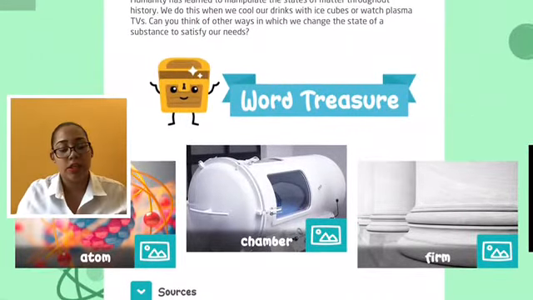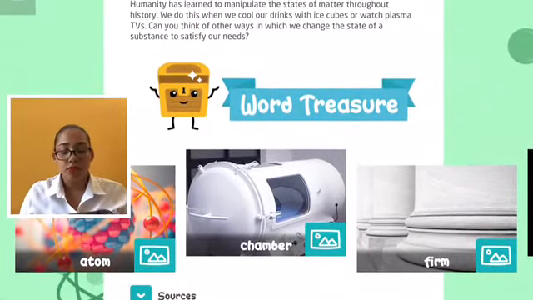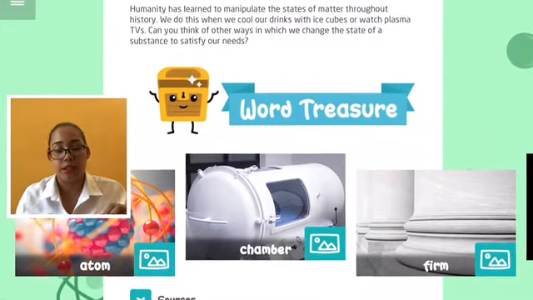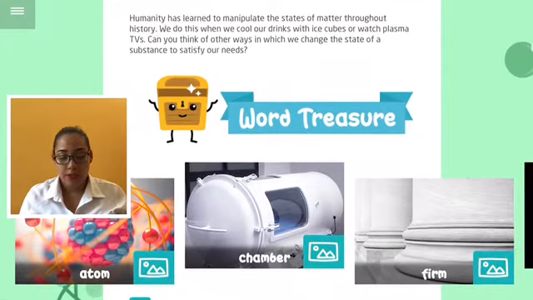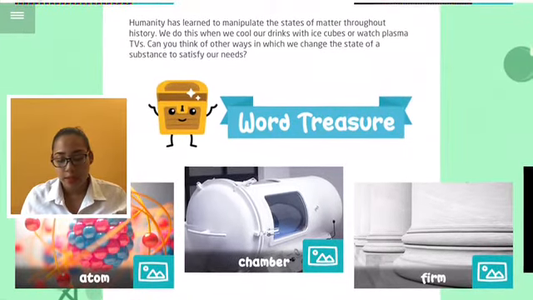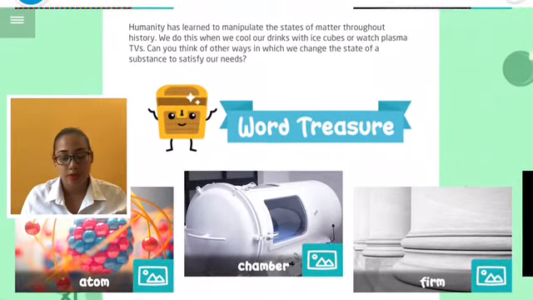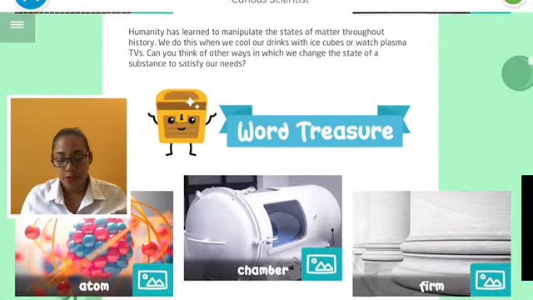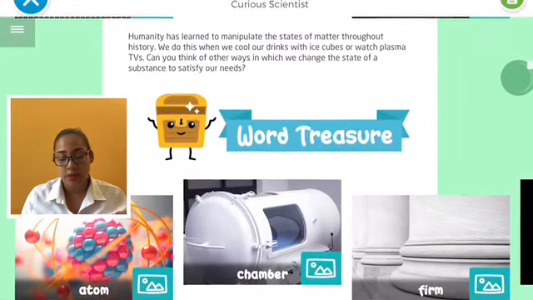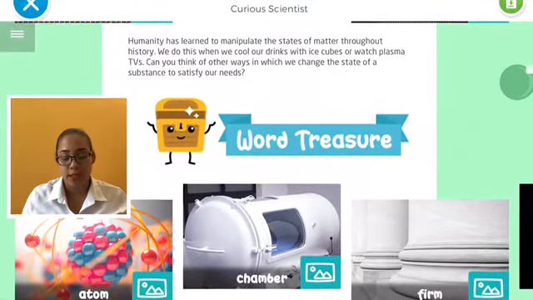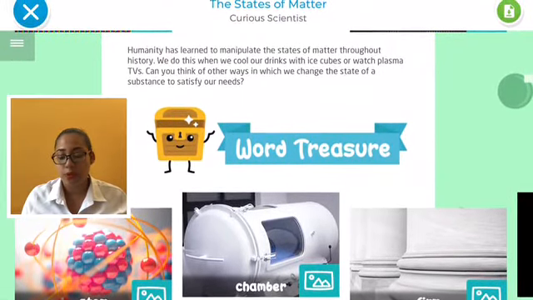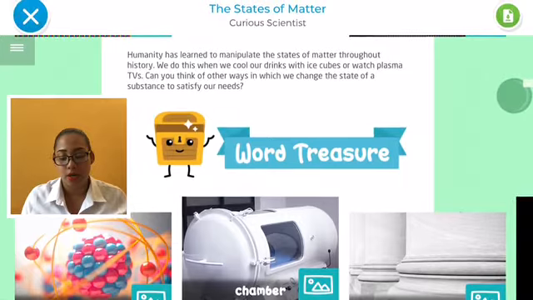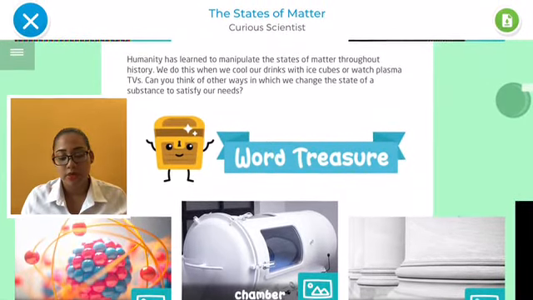Okay, now let's look at the bottom information that's below the images. It says humanity has learned to manipulate the states of matter throughout history. We do this when we cool our drinks with ice cubes or watch plasma TVs. Can you think of other ways in which we change the state of matter of a substance to satisfy our needs?